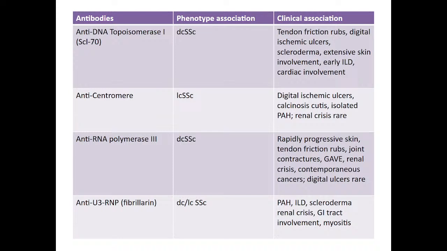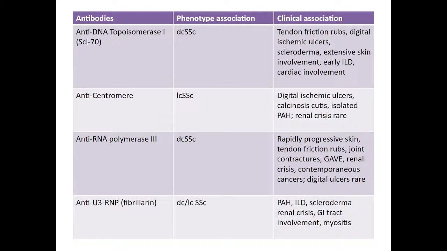The third antibody is anti-RNA polymerase 3, which can be seen in diffuse cutaneous scleroderma, and it is characteristically associated with renal crisis. So the antibody associated with increased risk of developing renal crisis is anti-RNA polymerase 3 and not anti-DNA topoisomerase 1. It's an MCQ question, but anyway, it is also associated with rapidly progressive skin involvement, tendon friction rubs, and gastric antral vascular malformations. It can be paraneoplastic also. Digital ulcers are rare with this group of antibodies.